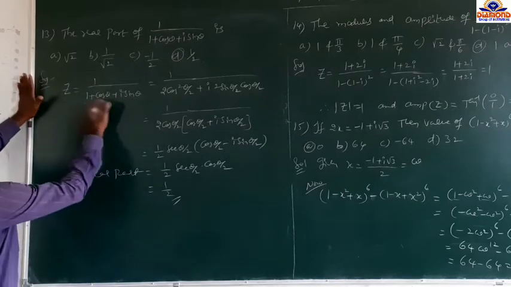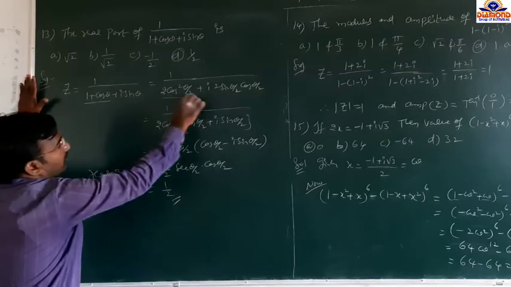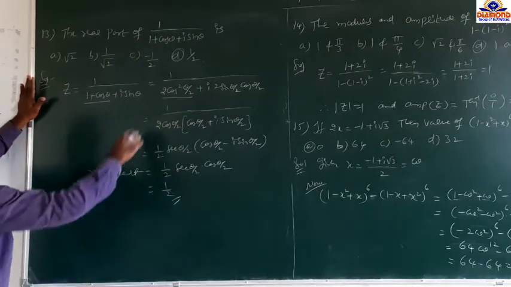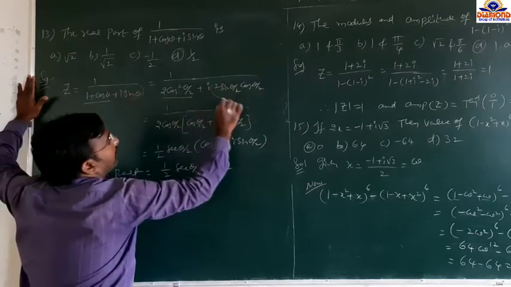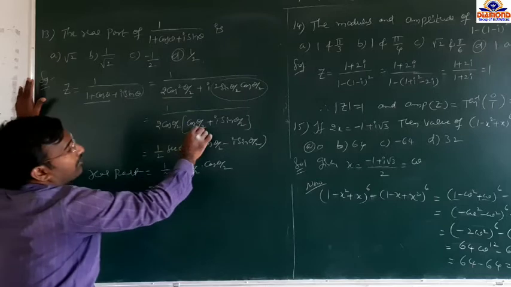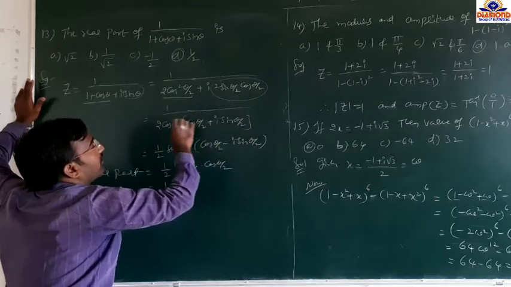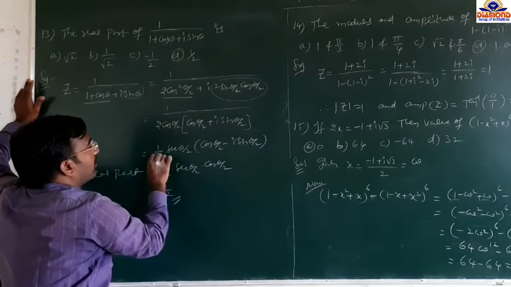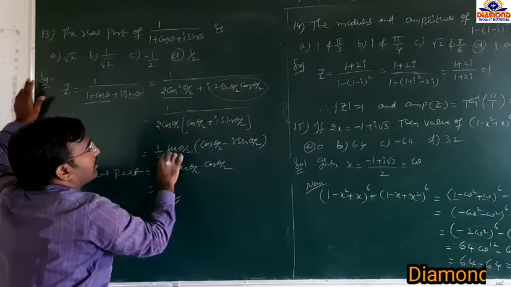So 1 plus cos theta, you know, 1 plus cos theta can be written as 2 cos square theta by 2. Again, sin theta can be written as 2 sin theta by 2 cos theta by 2. From the denominator, 2 cos theta by 2 common. So what is the remaining? cos theta by 2 plus i sin theta by 2. So 1 by 2 cos theta by 2 can be written as 1 by 2, 1 by cos is secant theta.